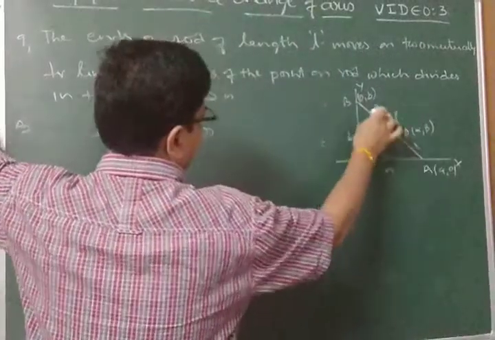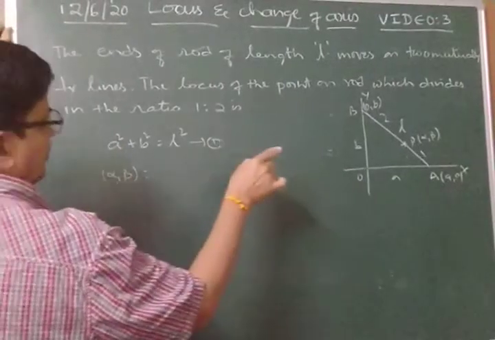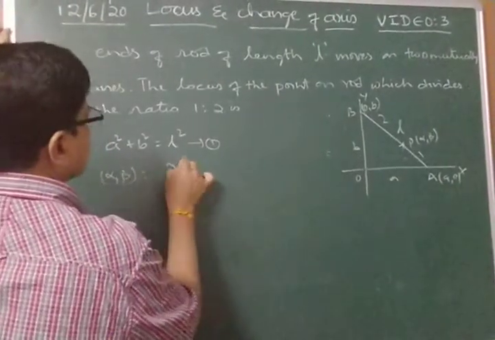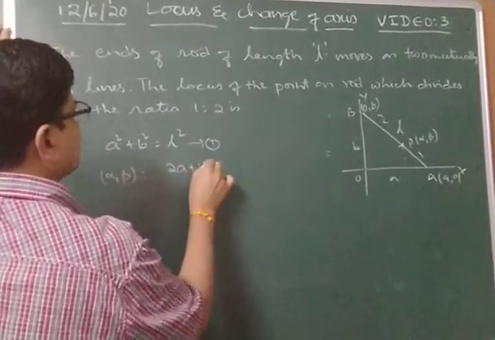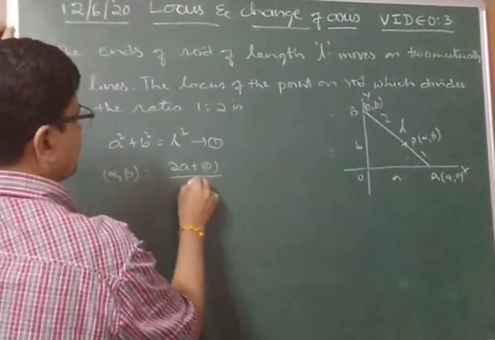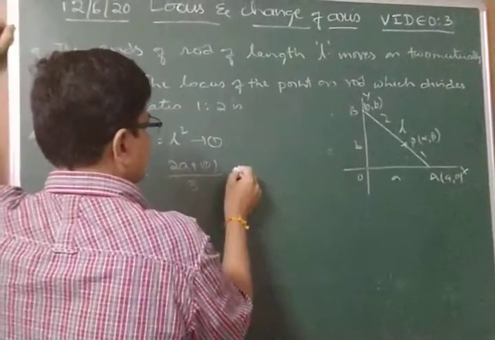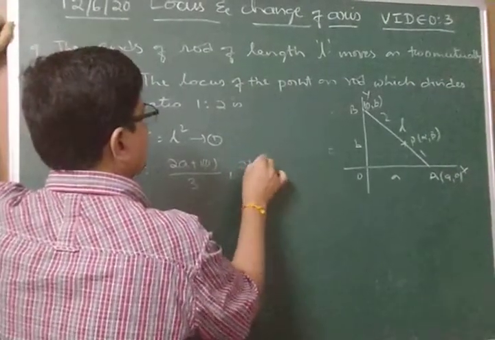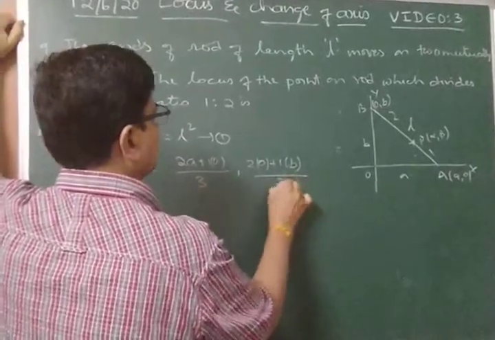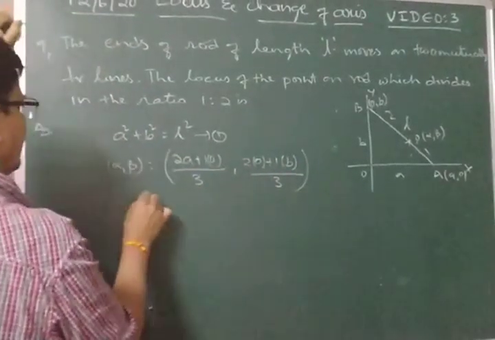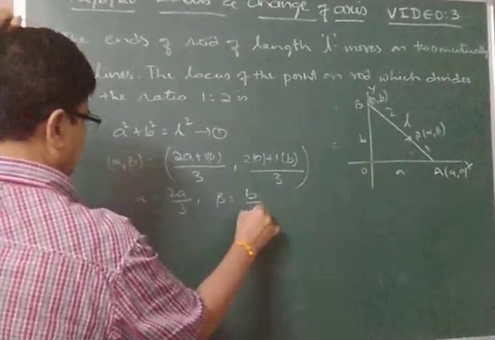Maybe in the ratio 1:2. So now alpha comma beta is equal to (2a plus 1 into 0) by (2 plus 1), that is 3, and (2 into 0 plus 1 into b) by (2 plus 1), that is 3. Therefore alpha is equal to 2a by 3 and beta is equal to b by 3.